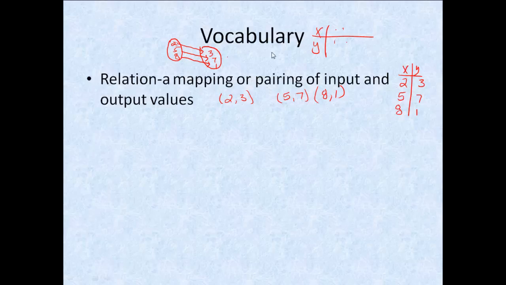But notice all of these are telling you the exact same information: 2 is paired with 3. So a relation is just any sort of pairing.